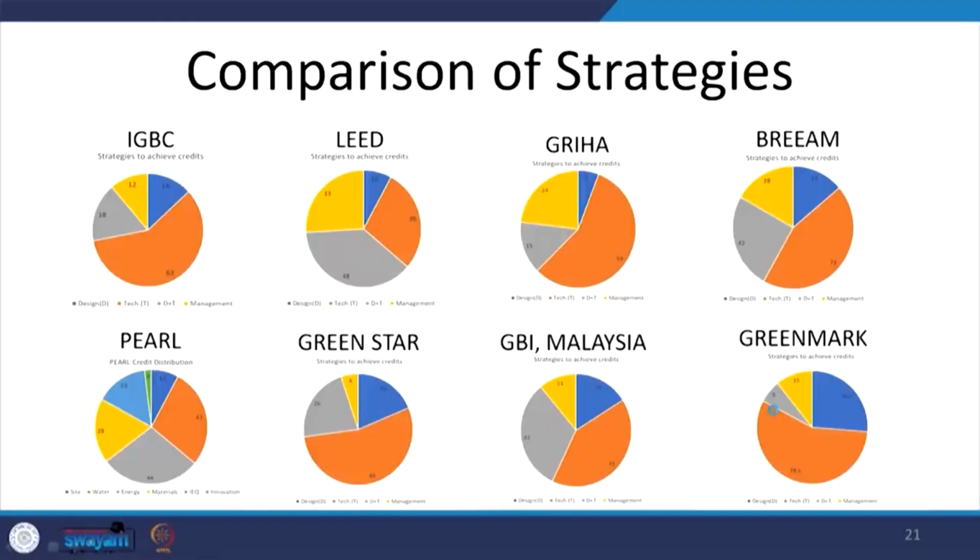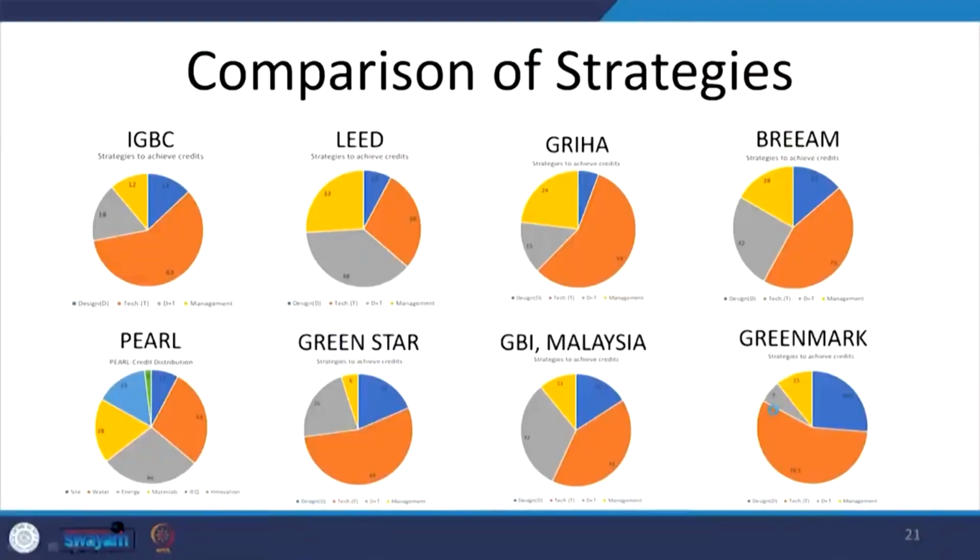If we do a quick comparison of strategies of various rating programs, successful popular rating programs, we can see that the strategies for achieving this green building certification through different indicators, it may be achieved through different strategies. They may be design strategies where we design the building in such a manner that it qualifies for a certain criteria. For example, orienting the building correctly may result in reduction in energy consumption. So, that is a design based indicator, design based criteria.